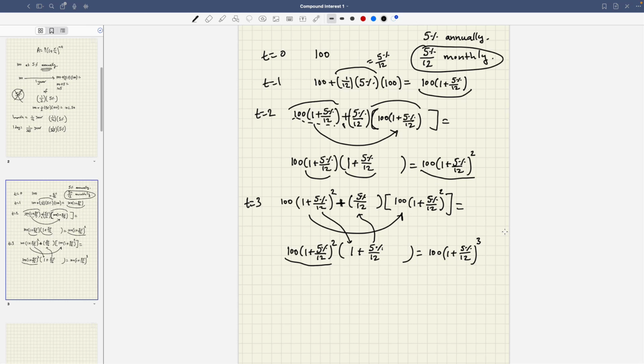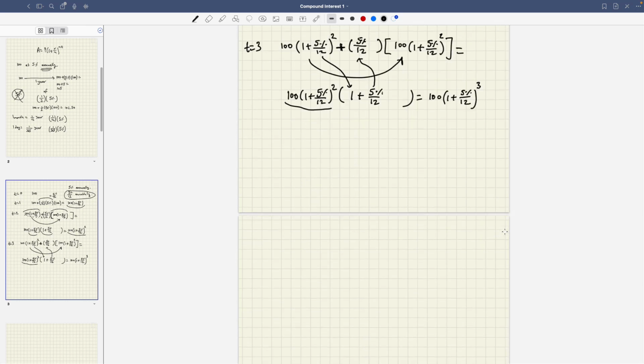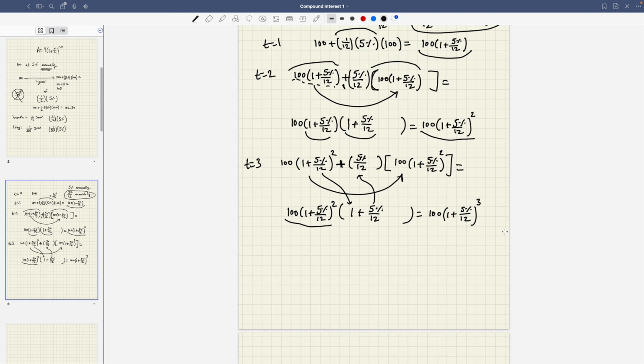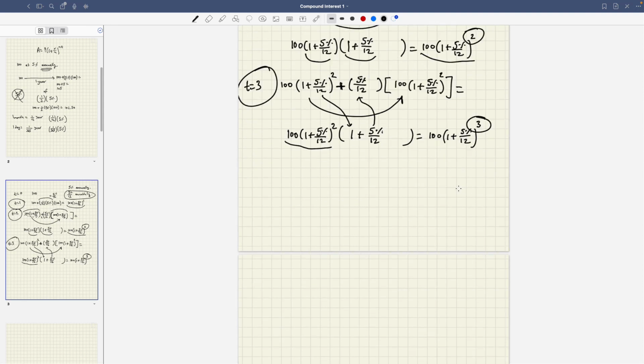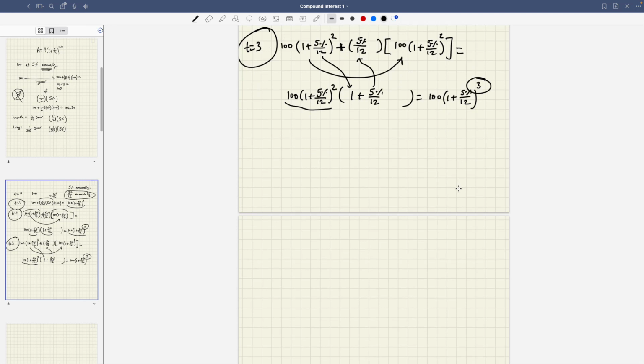We can continue, but we already see a pattern here. As a matter of fact, the pattern is when the time is 1, we see a 1 right here. When the time is 2, or the second month, we see a 2 here. And when you see a 3, you see a 3 here. So it's just patterns, right? Math is patterns. So we can say when the time equals k, a number k, we can have this quantity: 100 times 1 plus 5% divided by 12 to the k, which is just following the pattern that we were talking about.